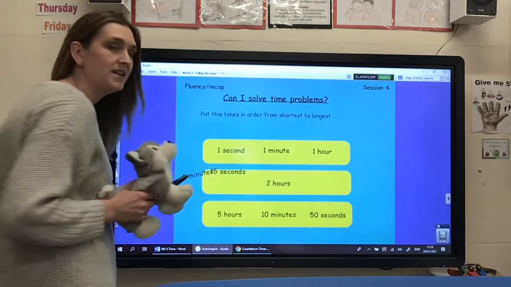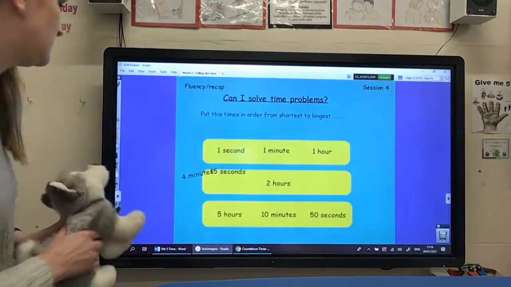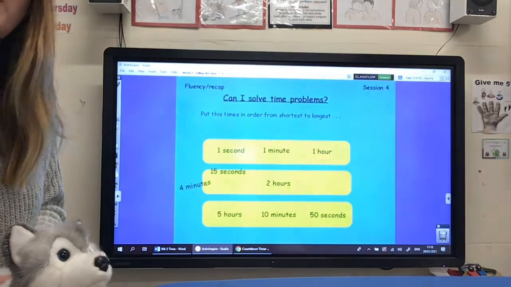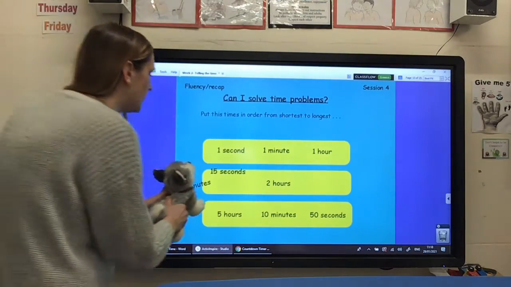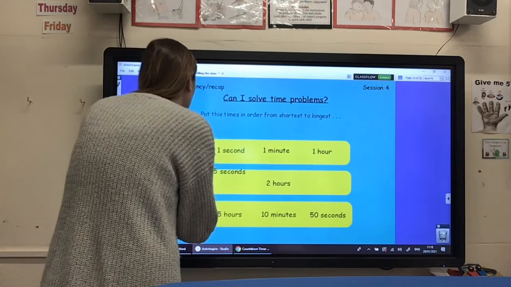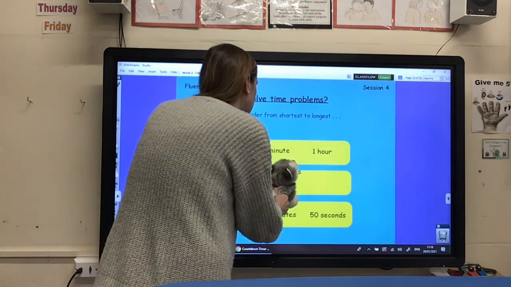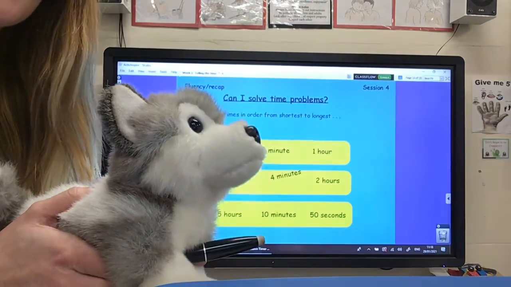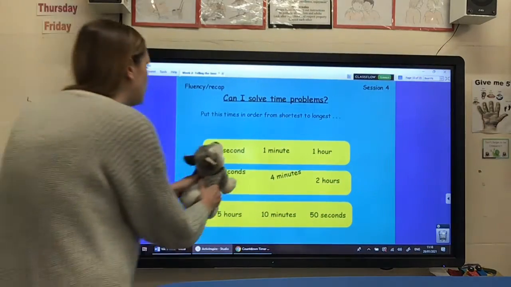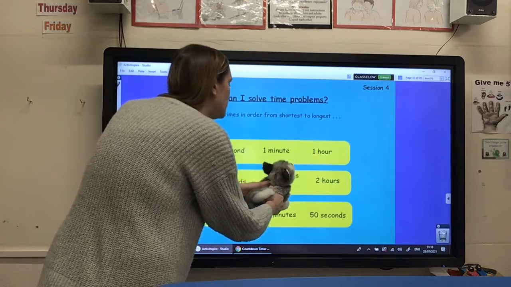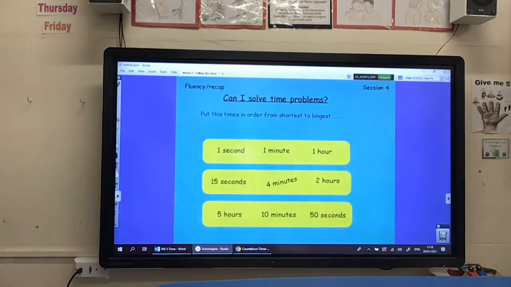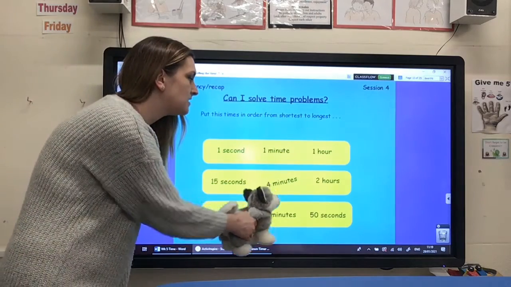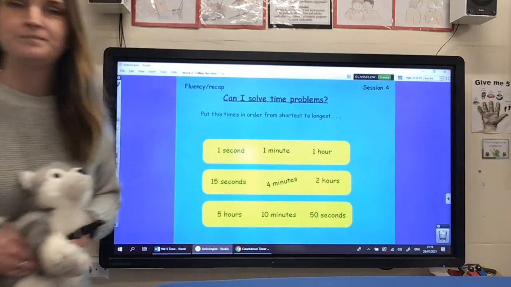And which one is the medium? Is it the 4 minutes? Is it the 2 hours? Well done, it's our wonky 4 minutes. Oh, I don't know why it's moving in such a strange way. So that means that our 2 hours is the longest. Let's put those a bit more neatly. So can you whisper those times from shortest to longest? 15 seconds, 4 minutes, and 2 hours.